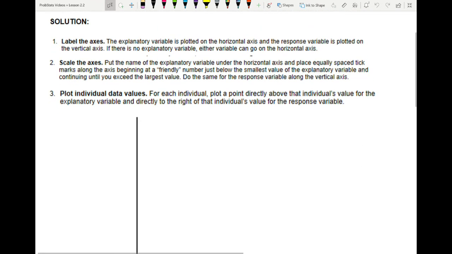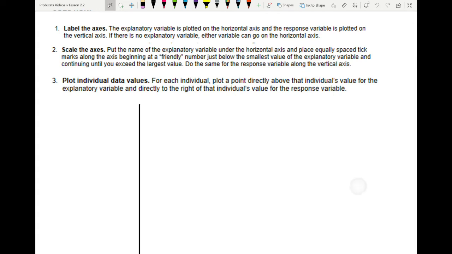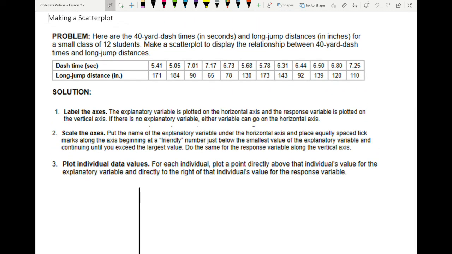All right, so let's talk about labeling the horizontal and vertical axes. So what is the explanatory variable here? In this case, if you're talking about the dash time, this would actually help predict the long jump distance. If you notice, the longer the dash time, if you look at 5.41 seconds as opposed to 7.17 seconds, the shorter the long jump distance.